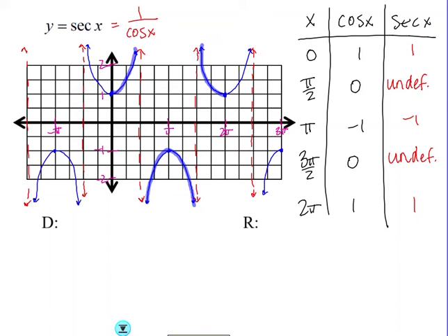The domain for this function is again going to be x such that x does not equal. You want to pick an asymptote. I'm going to pick the first one, which is pi over 2 plus, and you can see that the asymptotes are pi units apart. So I'm going to say plus pi k, where k is an integer.